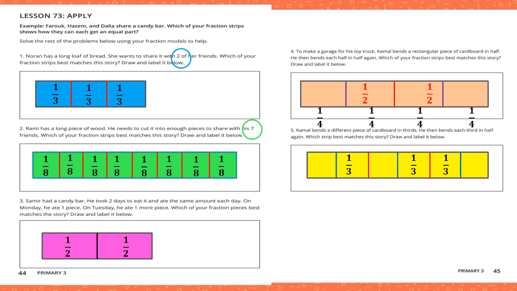So the total parts are 1, 2, 3, 4, 5, 6. Or we can say we have 3 parts in the first, then we cut each part into halves. It means 2. 3 times 2 equals 6. So we have 6 parts. Each part will be 1/6.